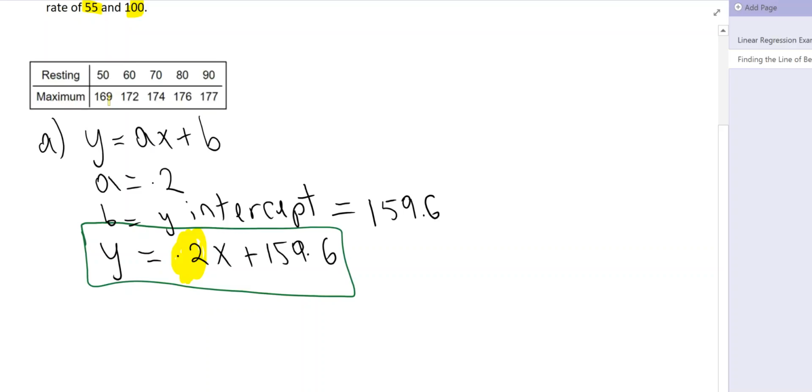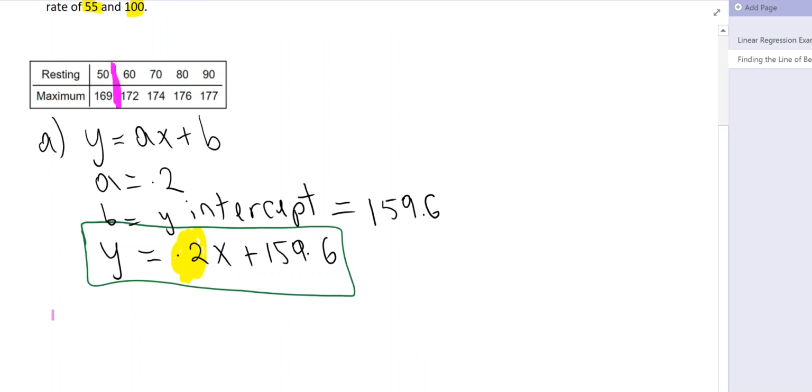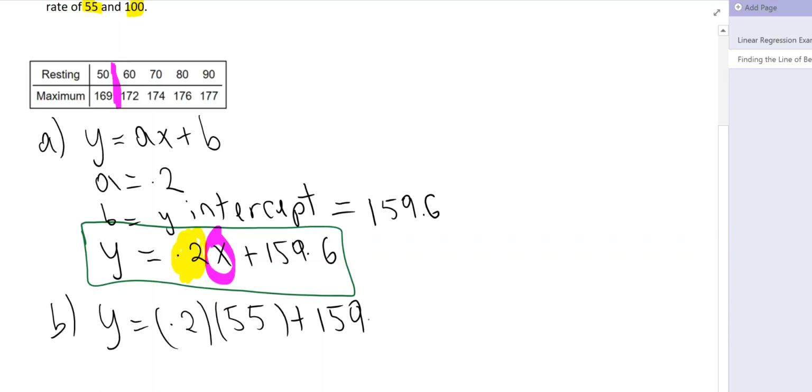All right, now that we have the line, we can use it to predict the maximum heart rate for resting heart rates that we didn't have values for. For example, 55 is between 50 and 60, and we did not collect the maximum heart rate when the resting heart rate is 55. But we can use our line, and the input now becomes 55. So instead of X, I'm going to have 55. Y is going to be 0.2 times 55 plus 159.6.